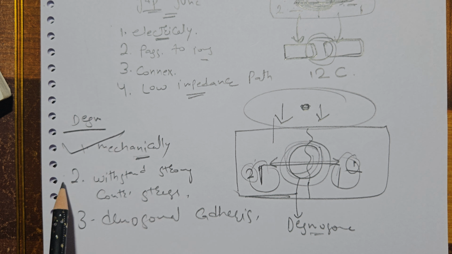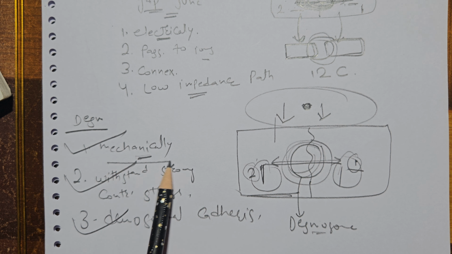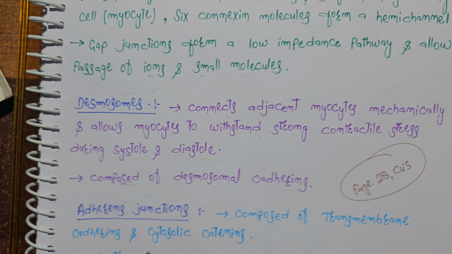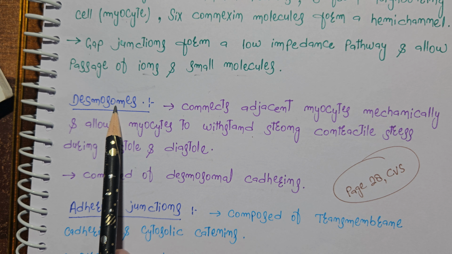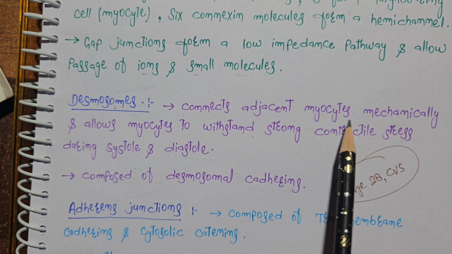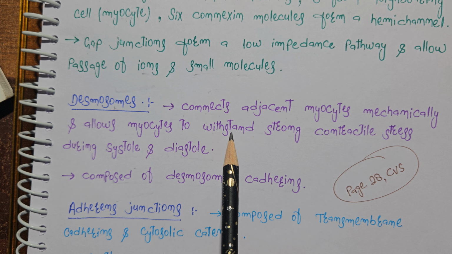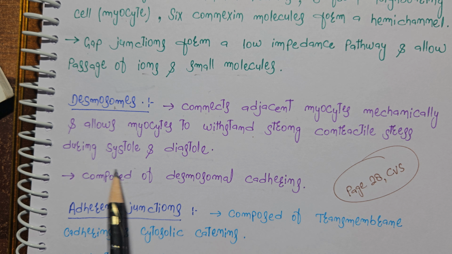So these are the 3 points in desmosomes. Clearly, they provide mechanical connection between the adjacent cardiomyocytes. Now the theory part before the third junctional complex. Desmosomes connect adjacent myocytes mechanically and allow myocytes to withstand strong contractile stress during systole and diastole, and they are composed of desmosomal cadherins.